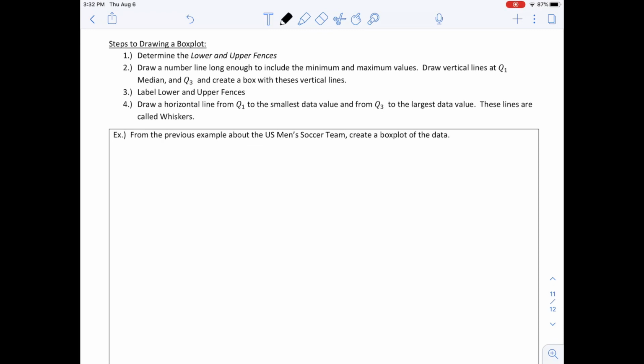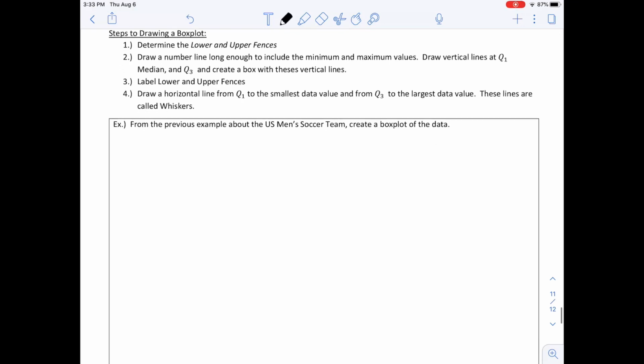So the next thing that we have is steps for drawing a box plot. First thing says determine the lower and the upper fences. Second is to draw a number line long enough to include the minimum and maximum values. Draw a vertical line through Q1, the median, Q3, and create a box with these values. 3 says to label lower and upper fences. And 4 says to draw a horizontal line from Q1 to the smallest data value and from Q3 to the largest data value. Those are also called whiskers.